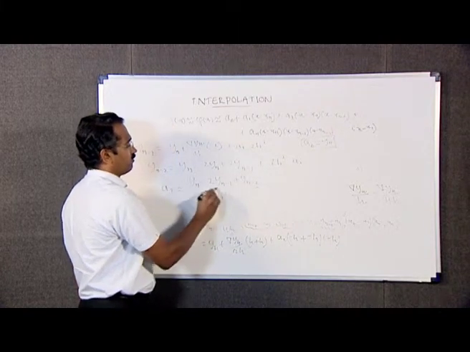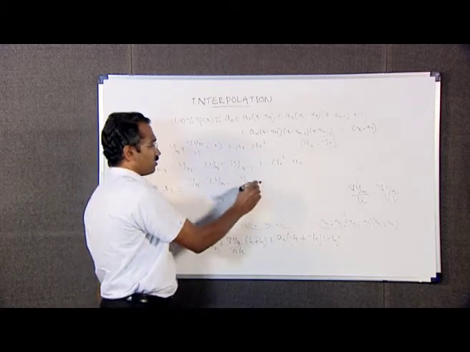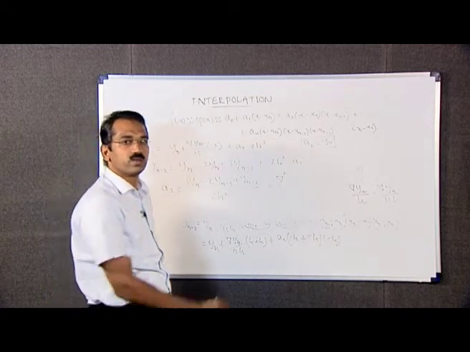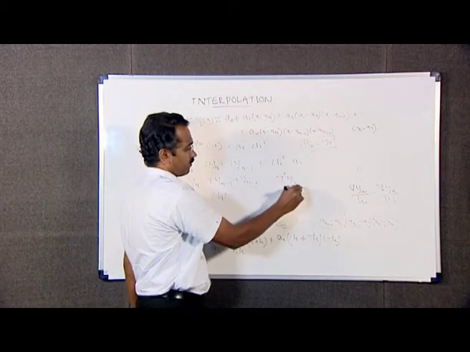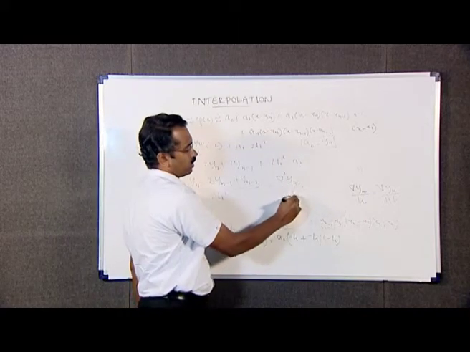This is by definition of del square. The definition of del square is del square y n divided by 2 h square, where 2 means 2 factorial into h square.